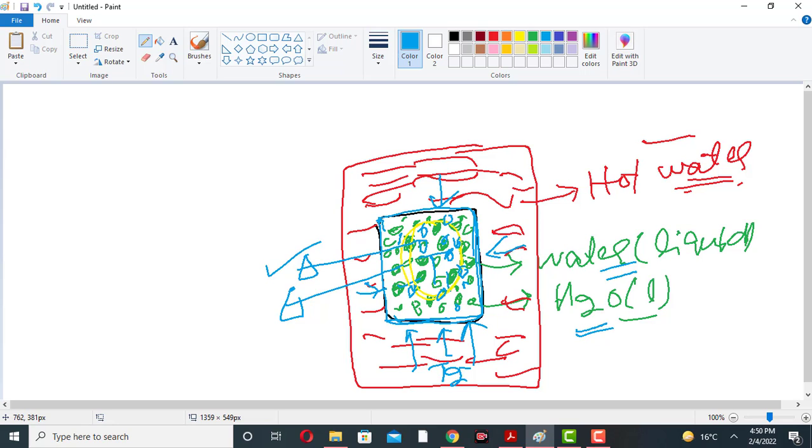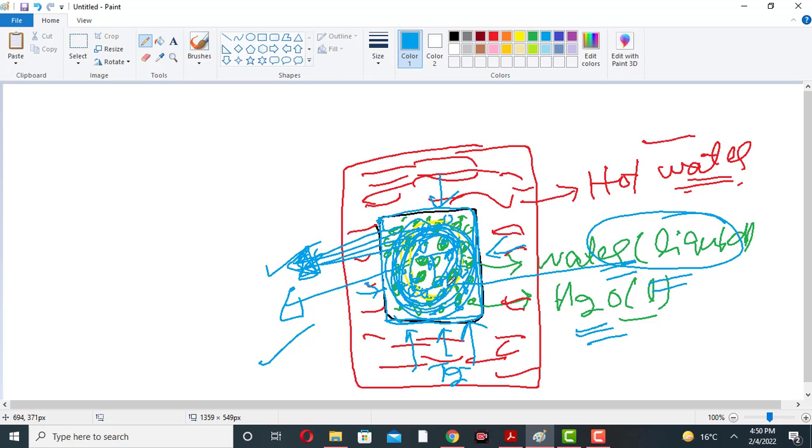So the whole container, this whole liquid water, will be heated, but no water vapor will form because there is no space available for water vapor in this small container. The beaker is full of liquid water and there is no space available for water vapor to form, so in this case no water vapor will form.